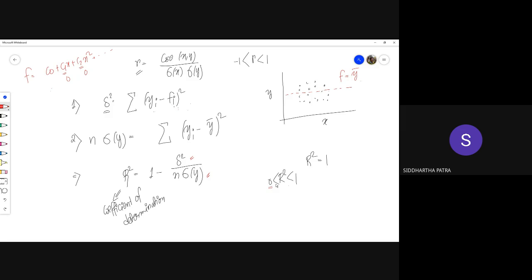Now, would you please repeat what happens when r square equals 1? Meaning, what is the condition when r square equals 1?